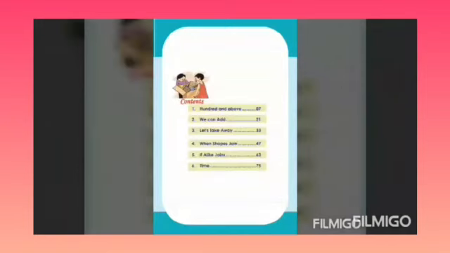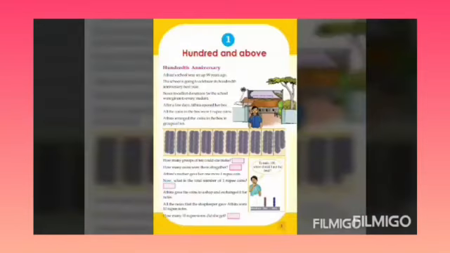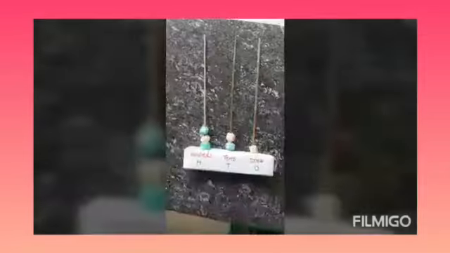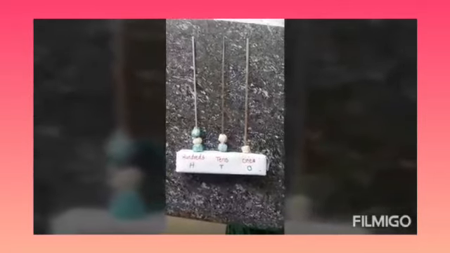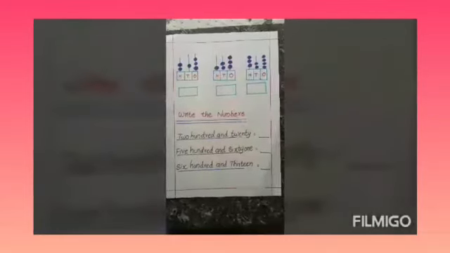Today we are going to learn the first lesson of mathematics. In class 2, we have learned about two-digit numbers. Now, in class 3, we are going to learn about three-digit and four-digit numbers, with the help of an abacus and a place value chart.